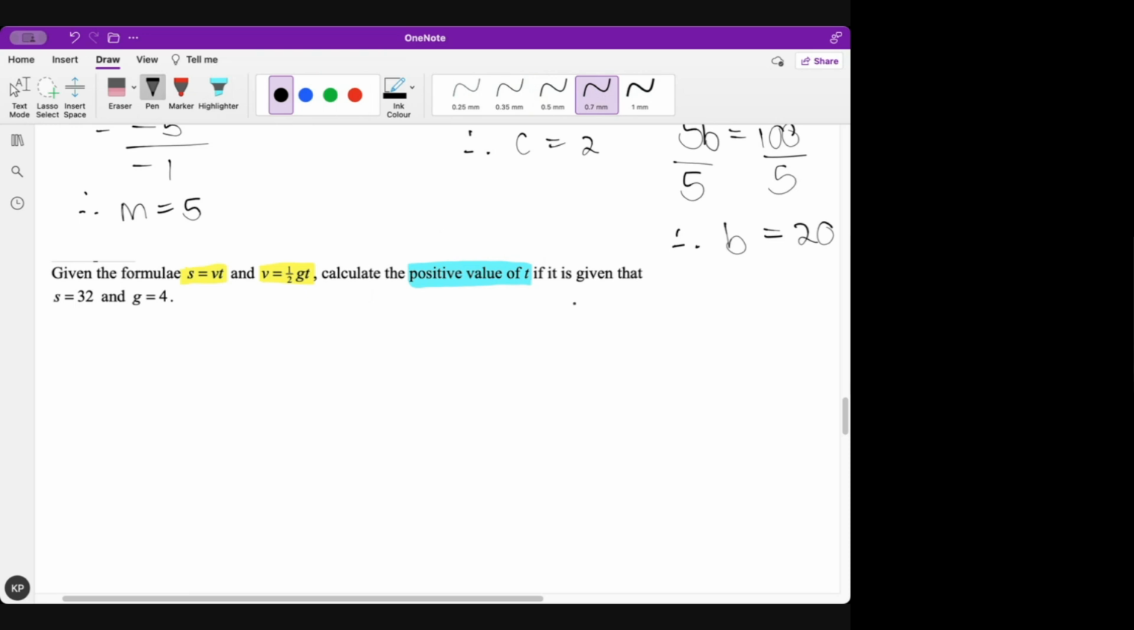Okay. If it is given that S is equal to 32 and G is equal to 4. Oh, isn't that interesting? So we're looking for T, and T is present in both formulae. So let's see how we're going to do this. If you got this in a test paper, where would you start? Where would you start if you got given this in a test? It's here. Substitute, wonderful. So I'm going to substitute S and G.